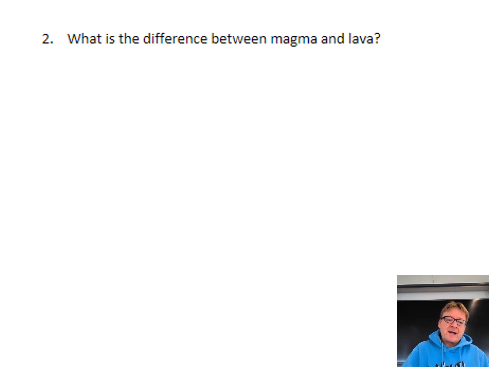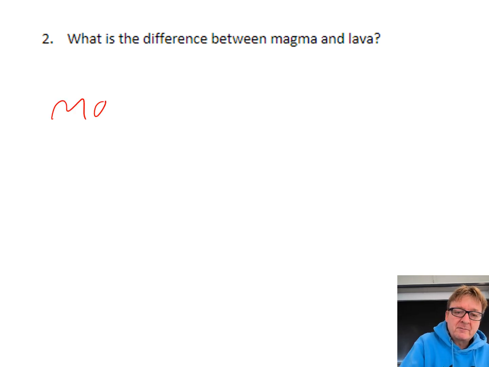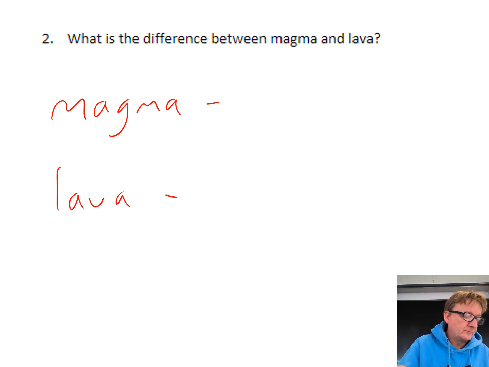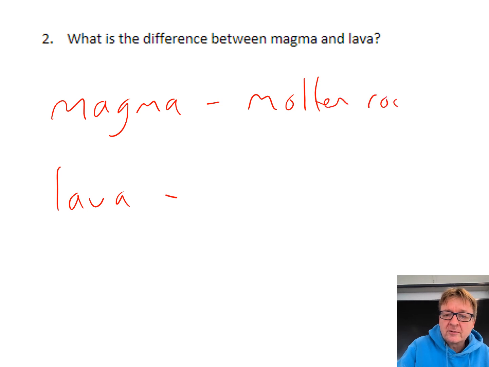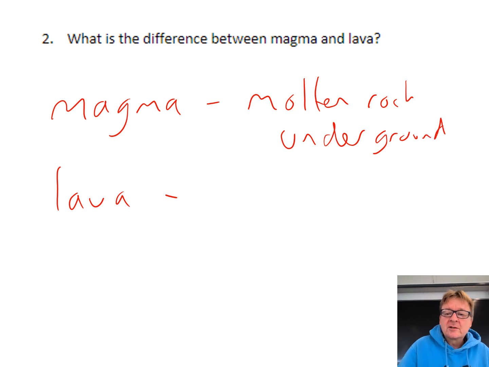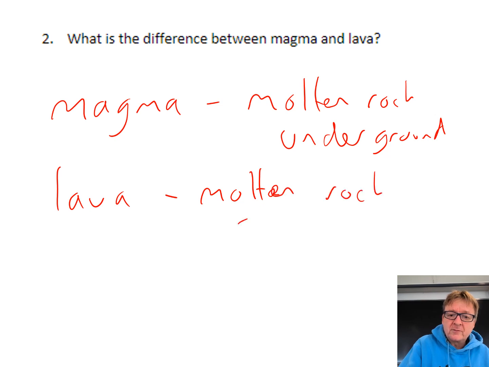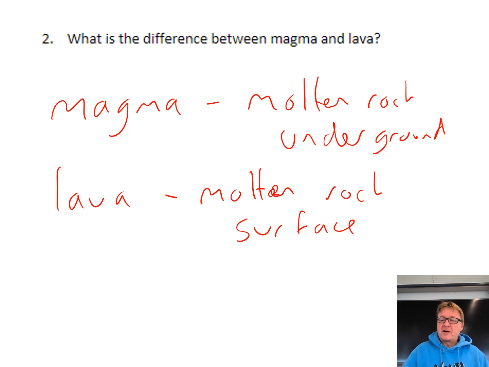What is the difference between magma and lava? So magma and lava. Magma is molten rock underground, okay? So if you're going to dig down and you came across molten rock, that would be your magma. Lava is molten rock on the surface. So as soon as it comes out naturally out of a volcano, it then becomes lava.